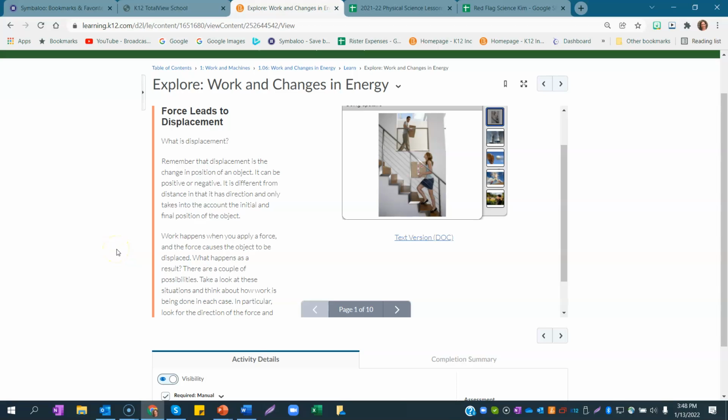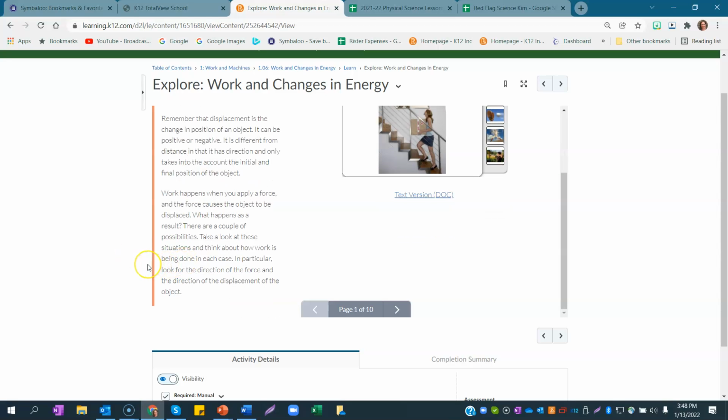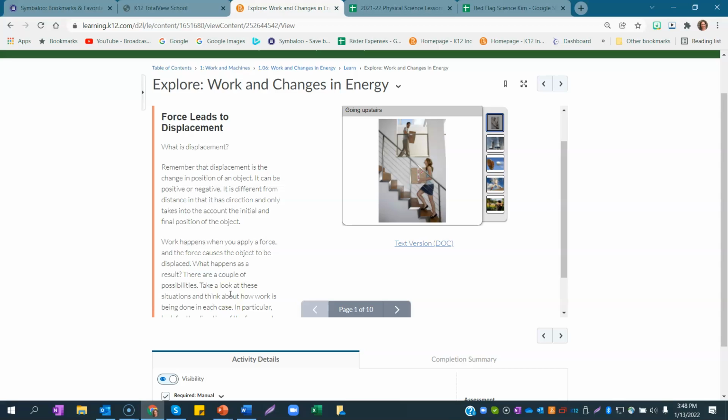So what happens as a result? There are a couple of possibilities. Take a look at these situations and think about how work is being done in each case, and in particular, look for the direction of the force and the direction of the displacement of the object. This is something that might be good to jot down some images or take a screenshot and put in your notes with some words that explain the difference there.